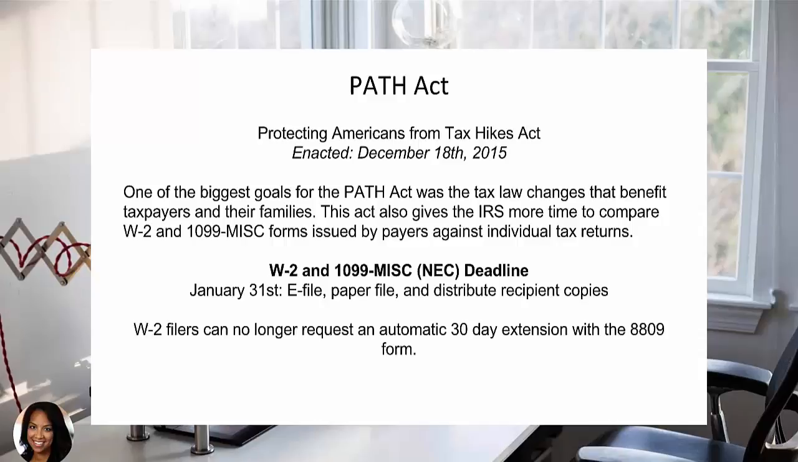Now, whether you are e-filing or paper filing, W-2 forms and 1099 miscellaneous forms, of course those reporting non-employee compensation, are due to be filed with the IRS and SSA, as well as distributed to the recipients by January 31st. This is a huge change because the deadline used to be March 31st for electronic filers. Last year was the first season with this new change, and unfortunately it led to many filers failing to meet that deadline and paying the price for it.